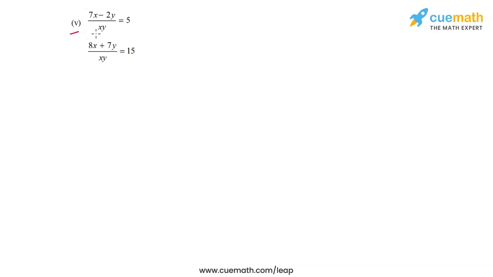In the fifth part, the pair of equations given to us is (7x minus 2y) by xy equal to 5 and (8x plus 7y) by xy equal to 15. So clearly these two equations are not linear equations, but by doing a certain manipulation of both equations, we can reduce them to a pair of linear equations. So what can we do? Well, in the first equation, let's divide each of the terms in the numerator by the denominator. So we will get 7x by xy minus 2y by xy equal to 5.